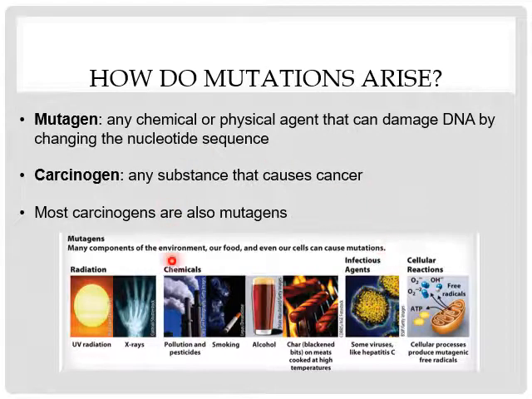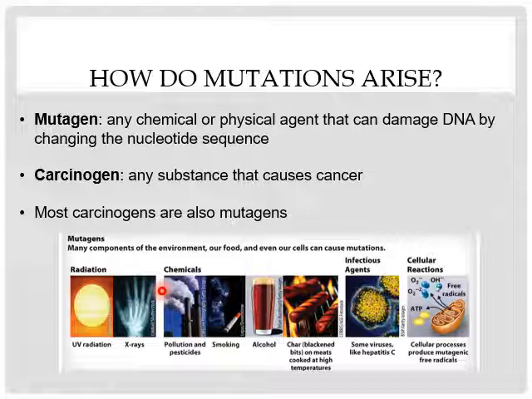So again, the last one on our list, the mutagens. A mutagen is just a chemical or physical agent that can actually damage DNA, and it does that by changing the nucleotide sequence, just like any other mutation. And again, we'll learn about this more in the next chapter, but a mutagen can also be a carcinogen. Carcinogens are substances that cause cancer.